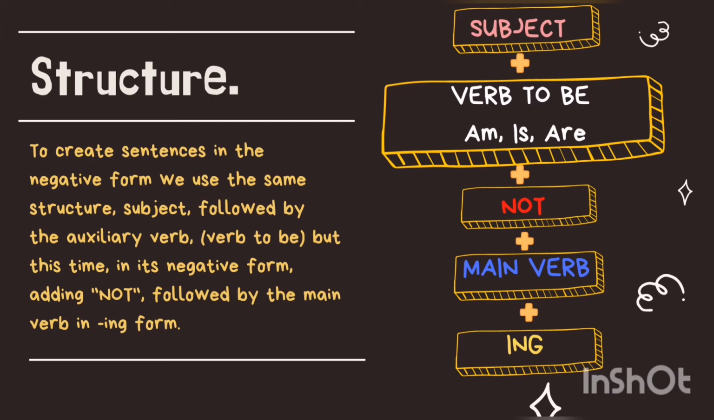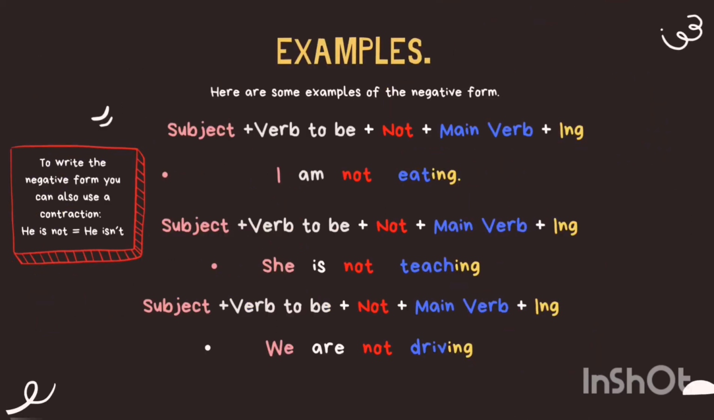To create these sentences in the negative form, we use the same structure, subject followed by the auxiliary verb, the verb to be, of course, but this time it's in its negative form, adding not followed by the main verb in ing form. Here are some basic examples. Here also we have the structure, subject plus verb to be plus not plus the main verb in ing form. The examples are I'm not eating, she's not teaching, and we're not driving.